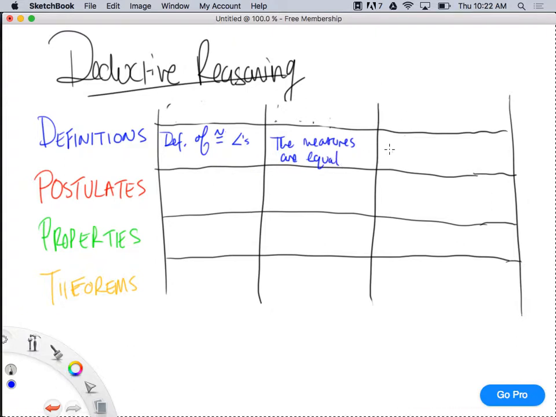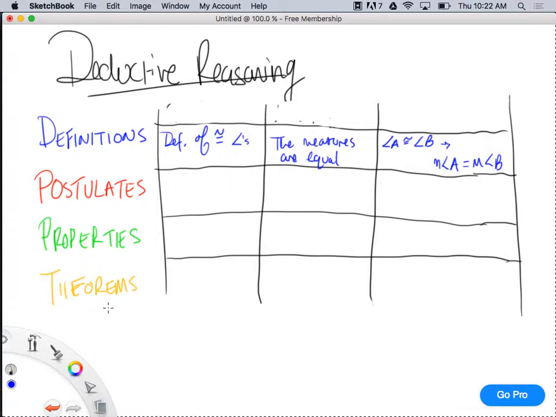And an example of this is if I say angle A is congruent to angle B, then the measure of angle A is equal to the measure of angle B. Can you guys see that now a little bit more clearly? You understand the information I'm presenting to you a little bit better here, maybe? Okay.